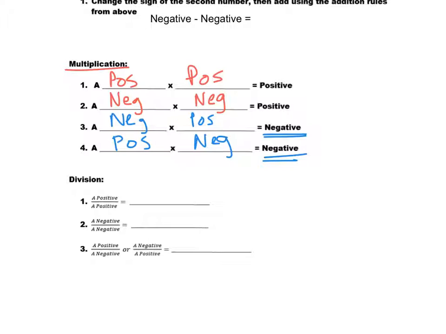And then division is the last thing here. A positive number divided by a positive number is going to give you a positive answer. A negative divided by a negative, just like when you're multiplying, the negatives kind of cancel each other out and they give you a positive answer as well. And just like when you're multiplying, if you only have one negative and the other one is positive, then you're going to end up with a negative answer. So whether it's a positive divided by a negative or a negative divided by a positive, you're going to end up with a negative answer.